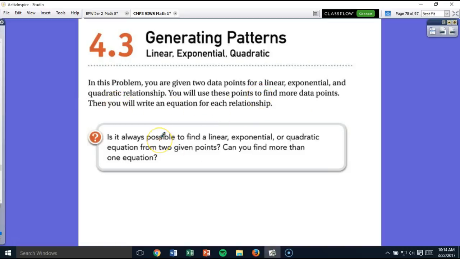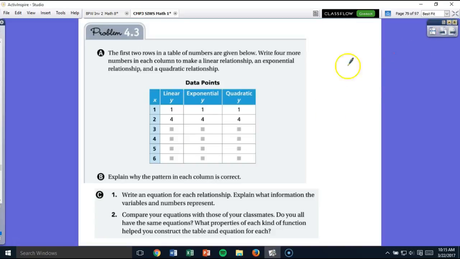It asks you here, is it always possible to find a linear, exponential, or quadratic equation from two given points? Meaning, no matter where those two points are, can we find one of these at least, maybe all of them? So pause the video, think about that for a second, and determine if you can find those or not. And then in some cases, can you find more than one equation? You may find that out today.